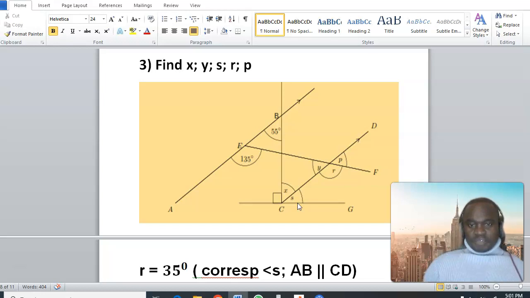R is not going to be 35. R must be equal to 135, not 35. Why? AB is parallel to CD because of this arrow. I've already said it. So this angle corresponds to this, so they are equal. So 135 is equal to R, or R is equal to 135. Corresponding angles, AB is parallel to CD.